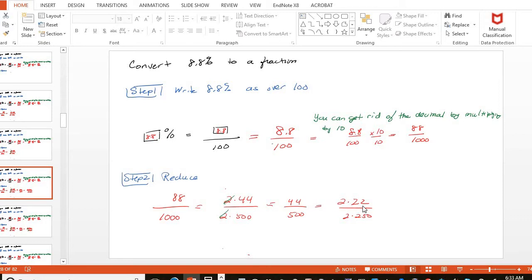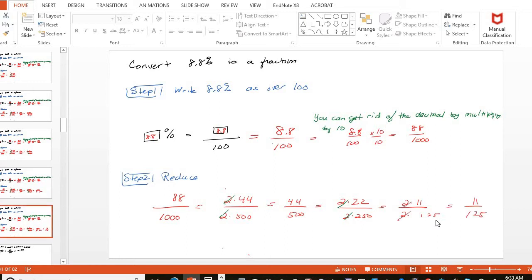44 is 2 times 22. 500 is 2 times 250. And those drop out. Slashing is fun. And then 22 is really 2 times 11, and 250 is really 2 times 125. And out they go. And I get the answer that Wolfram Alpha has got, which is 11 over 125.